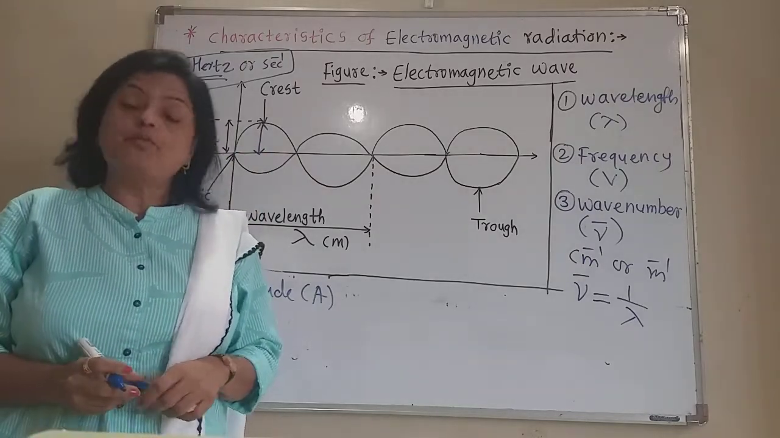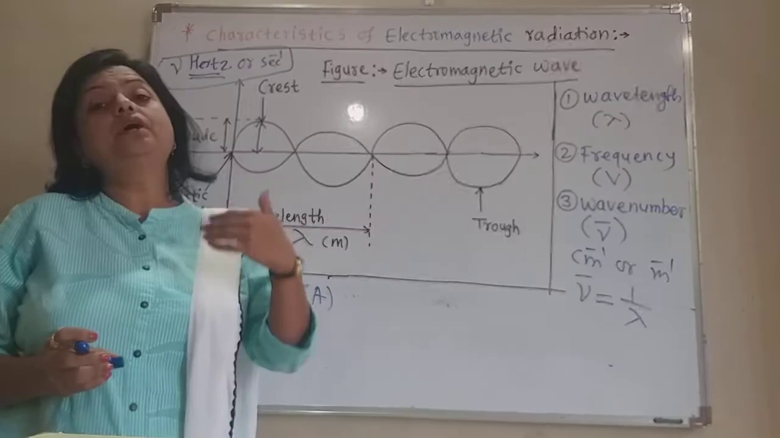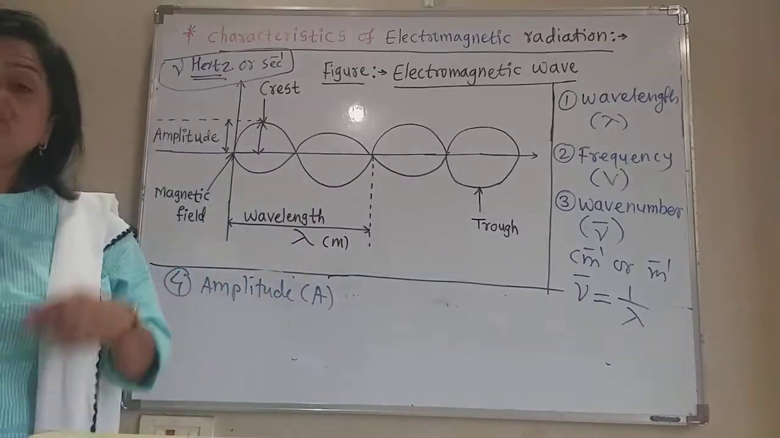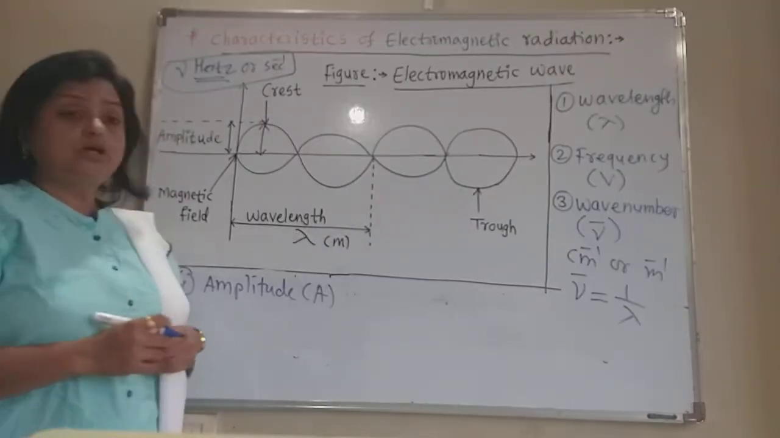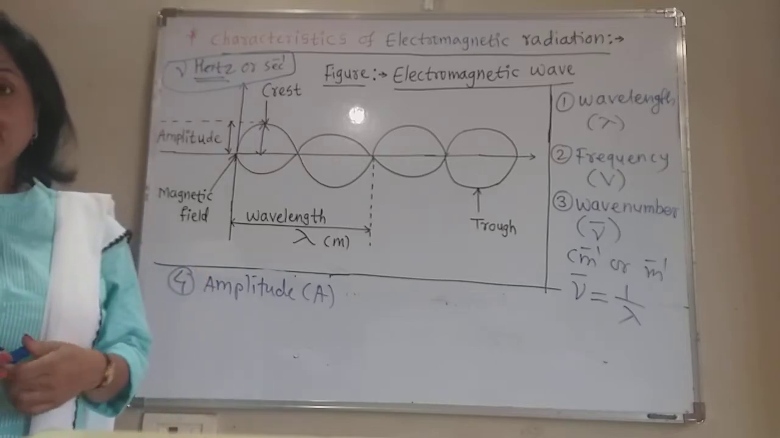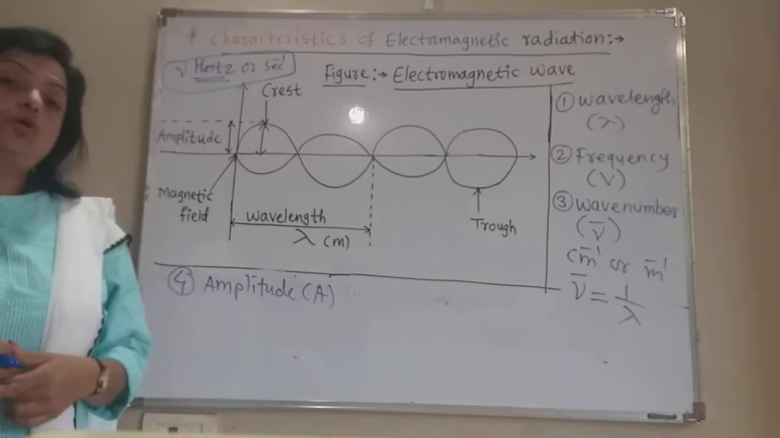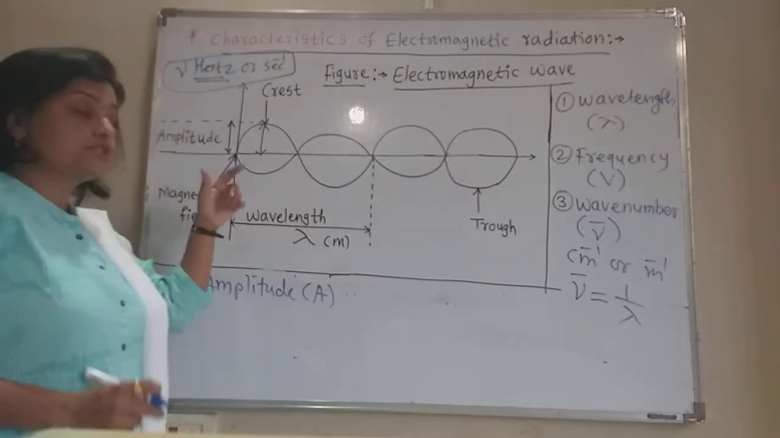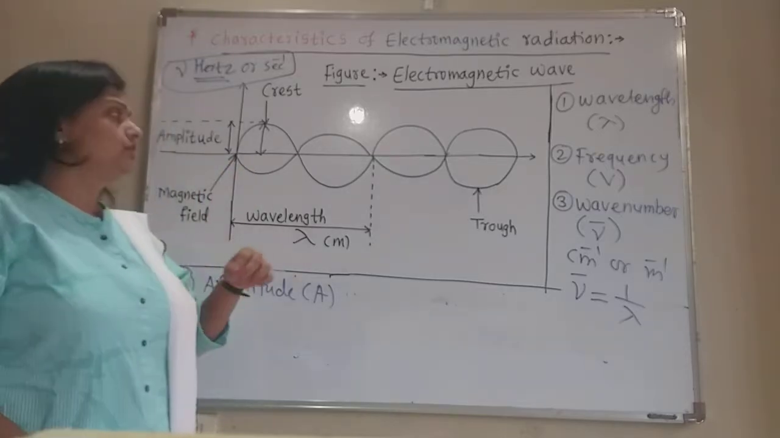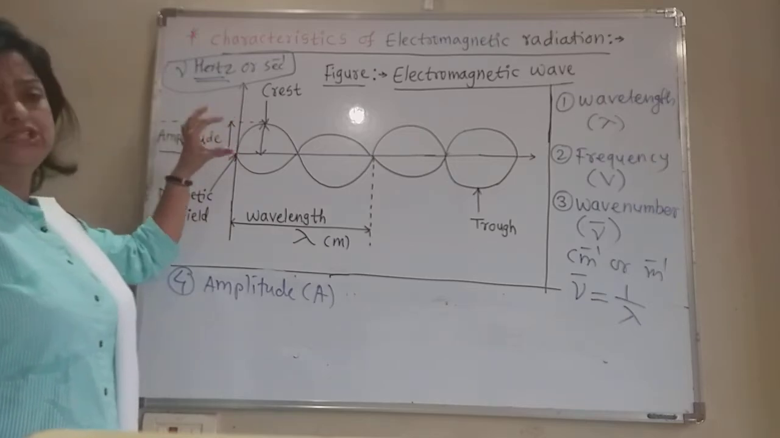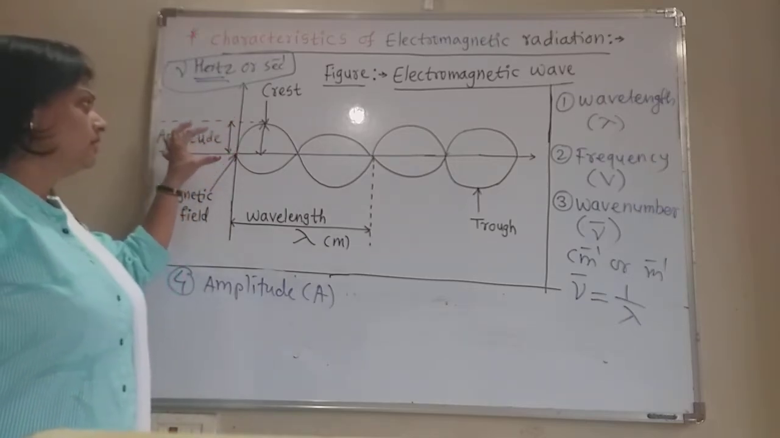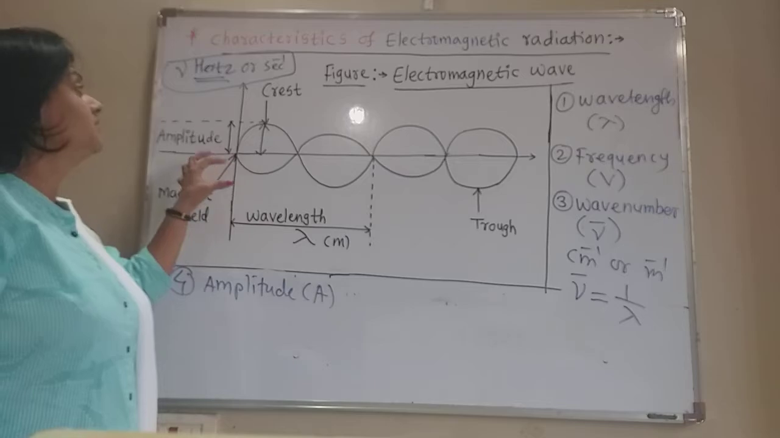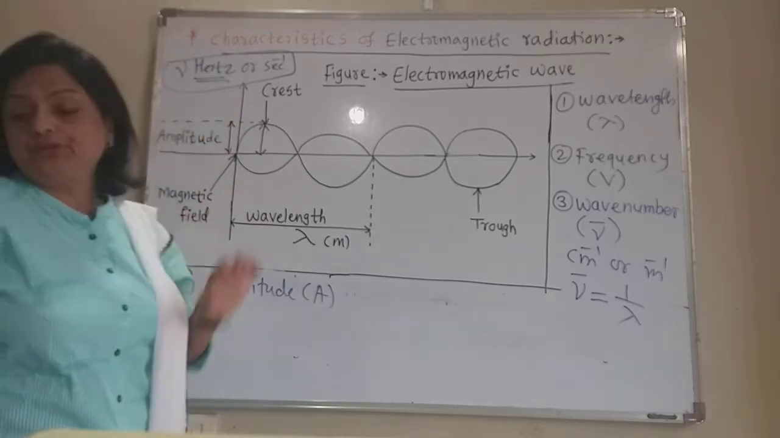The amplitude of a wave is the height of the crest, and the square of this amplitude denotes the intensity of the radiation. How intense the radiation is, is given by the square of the amplitude.